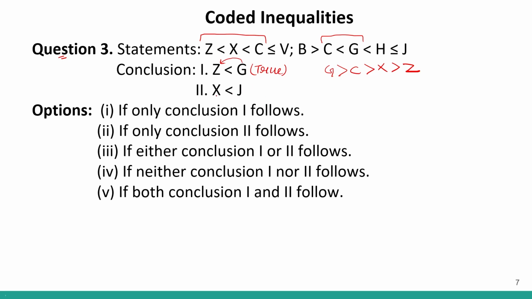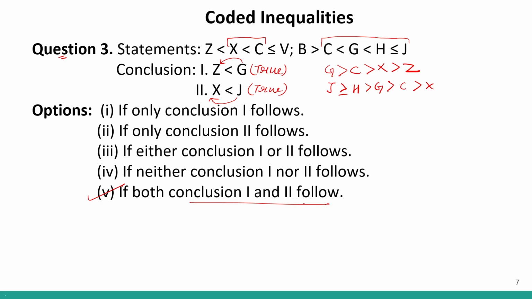Now we have to see whether J is greater than X. So we will move from the direction of J towards X. Over here, I can see the relationship between J and C and X. It shows that J is greater than or equal to H, which is greater than G, which is greater than C, which is greater than X. Correct? If I combine these two pieces of information, I can see that G is definitely greater than X. So this statement is also true. We moved from J to X, from bigger door to smaller door. So both the conclusions are true. My answer will be option number 5, that both conclusion 1 and 2 follow. Clear?